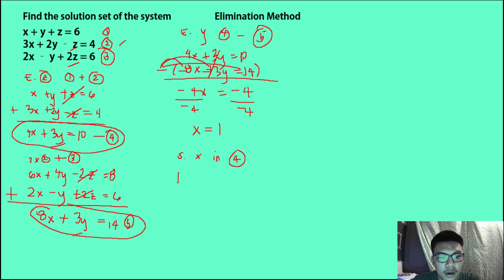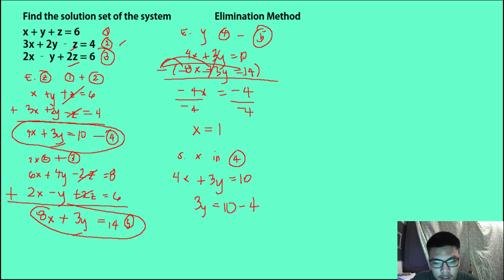Okay, so we have now equation 4, 4x plus 3y equals 10, ano? So lipat natin yung 4x since we are solving for y. So we have 3y, transposing 4x, that is equal to 10 minus 4x. Then we substitute the value of x, so 3y equals 10 minus 4 times the value of x, that is 1.